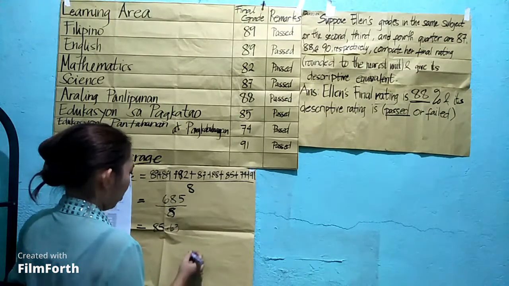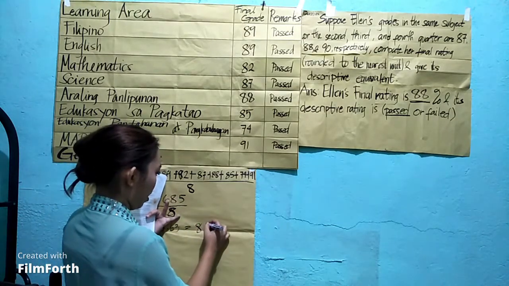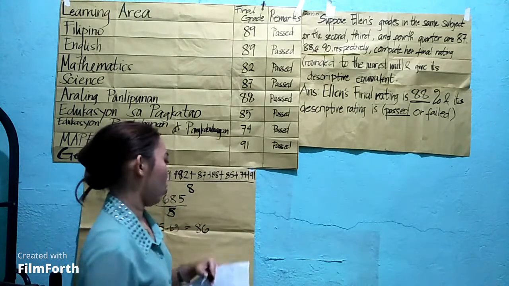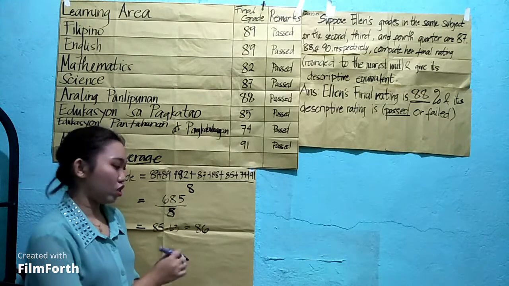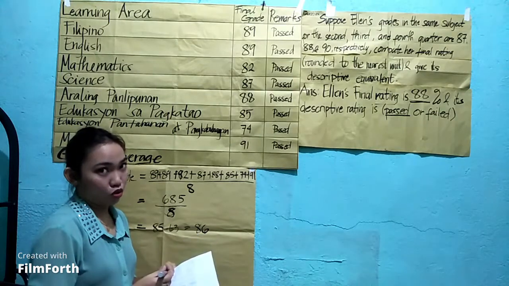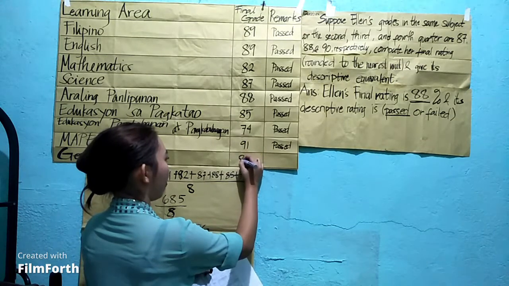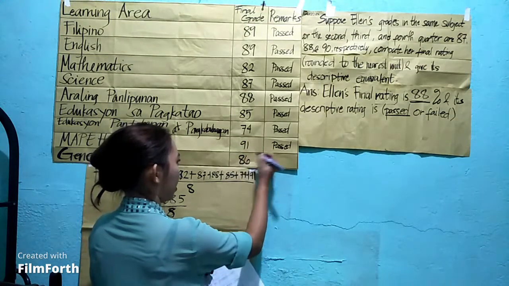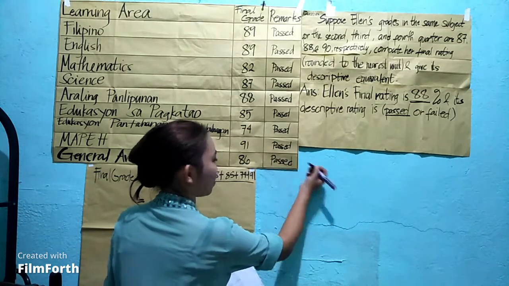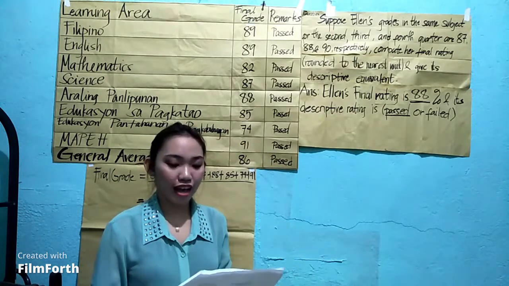685 divided by 8 is equal to 85.63. So rounded off is equal to 86. So there's no need to transmute this grade because all the grades are already transmuted. So let's put it here. So the average grade is 86 and pass. So that's it. Let's proceed to task 3.